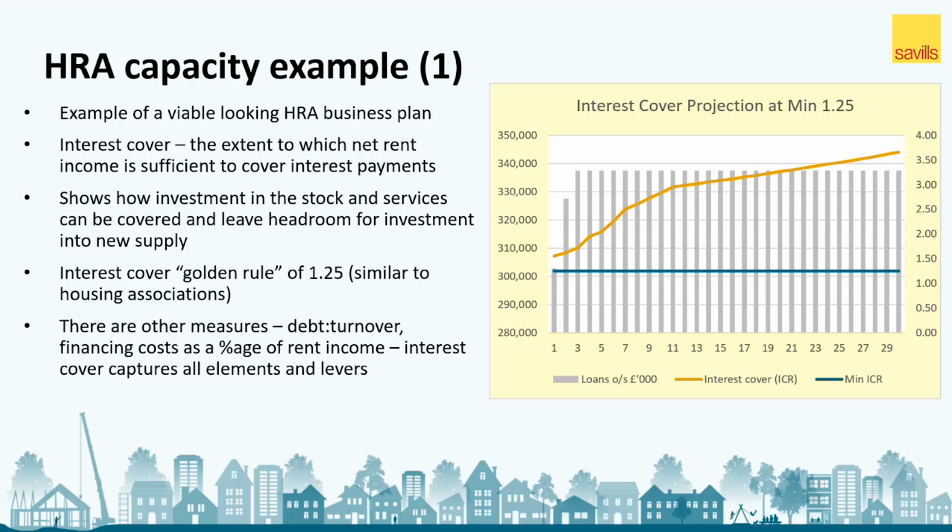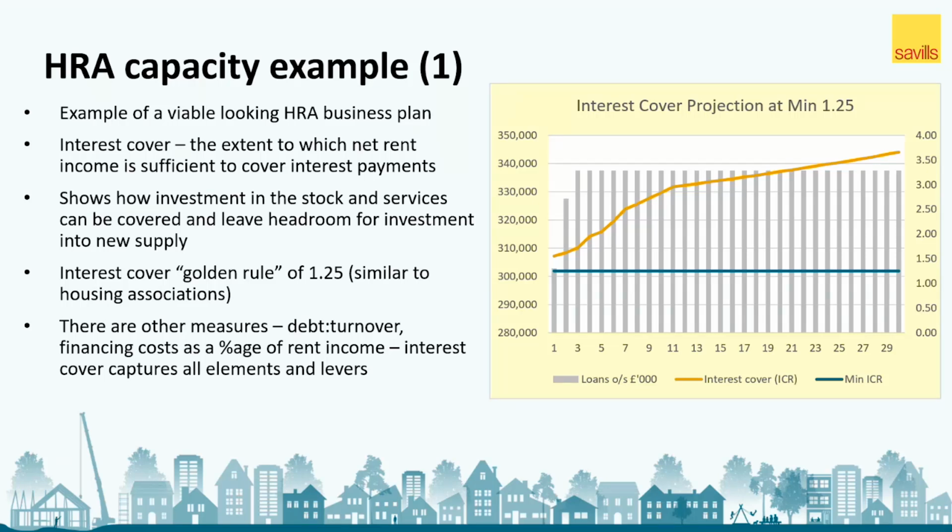And then the lines indicate an expression of interest cover. Now, without getting too technical, interest cover is the extent to which net rent income is sufficient to cover your interest payments on your debt. So that's like having, I don't know if you pay a mortgage or pay rent, net disposable income which is at least more than the amount that you need to pay on your interest or your debt costs. And it shows how investment in the stock and services can be covered and to leave headroom for investment in new supply over the next 30 years.